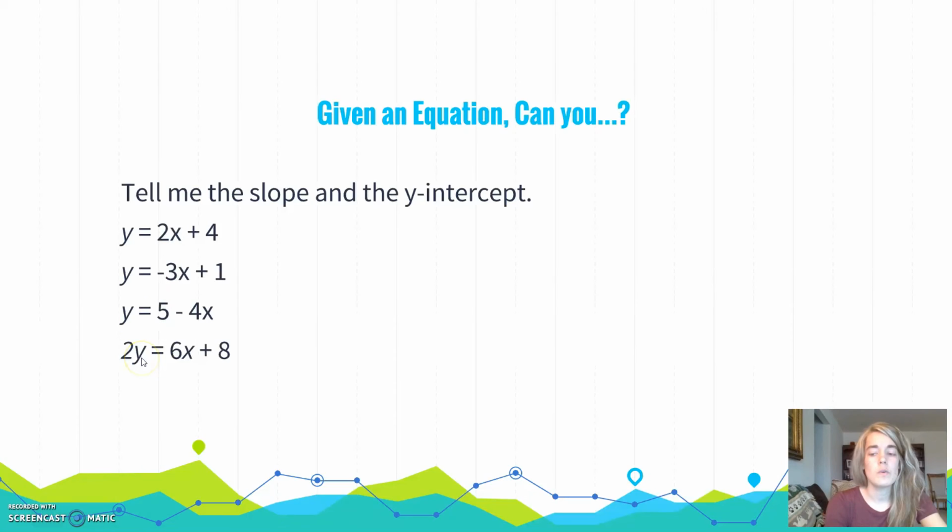This final one, notice how y is not by itself. You got to be careful. Y needs to be alone before you can tell me the slope and the y-intercept. So get rid of this 2. You learned this in our previous lesson. So to get rid of a 2 that's being multiplied, you have to undo that with division. So you got to divide by 2 on both sides.